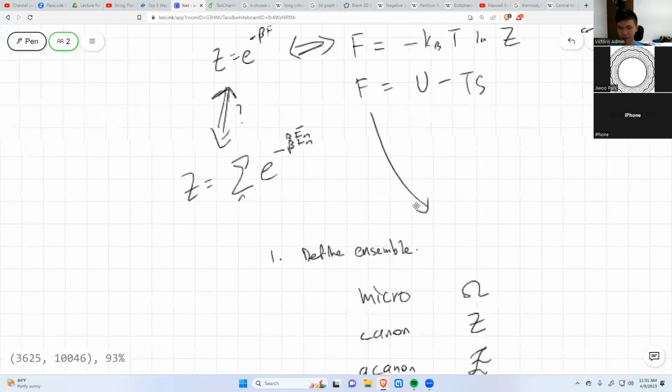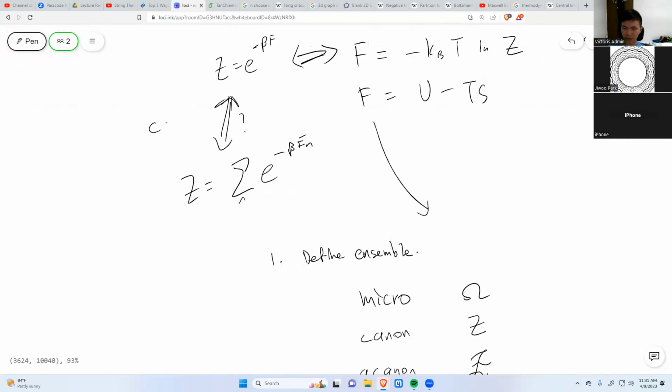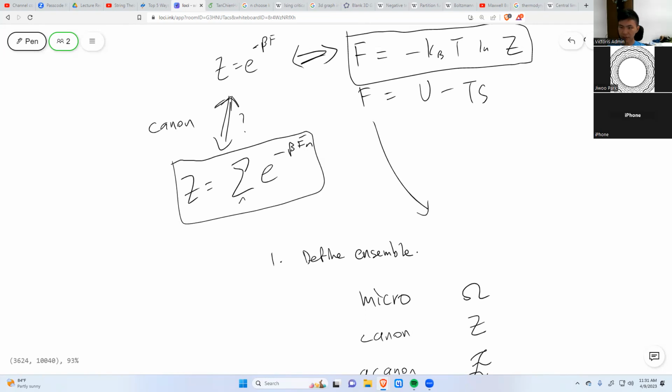Okay, perhaps suppose you're working in the canonical ensemble. Is it possible to show that these two relations are consistent with each other? In the canonical ensemble, you would define the free energy as minus k_B T times the logarithm of Z. Okay, sure. Define it as this. And Z is defined to be this too, I suppose. Yeah.